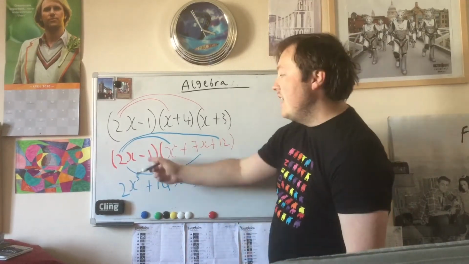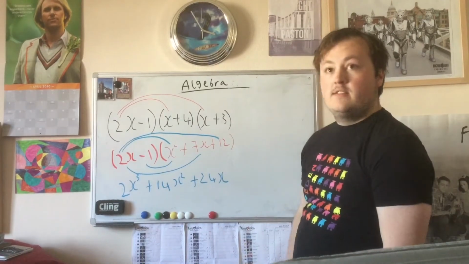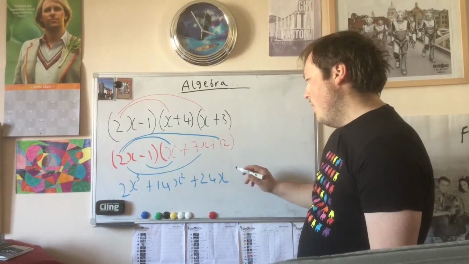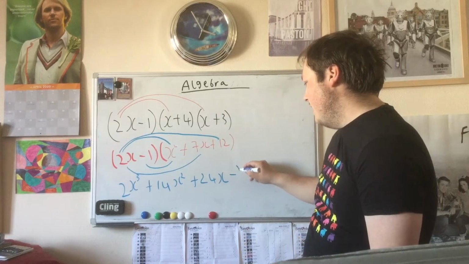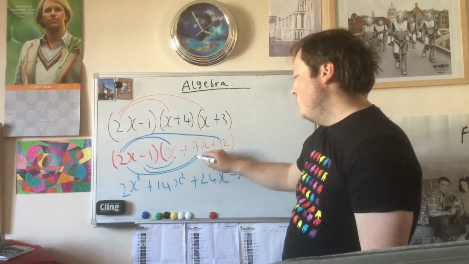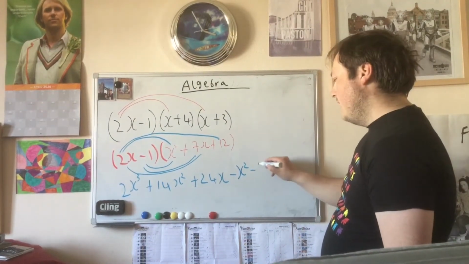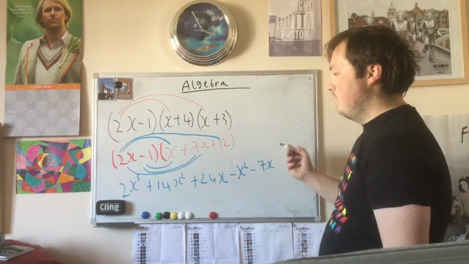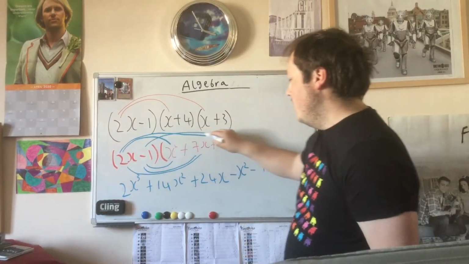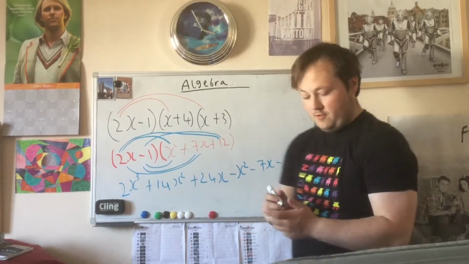Now we need to times our negative 1 by each of the values in this. So what is negative 1 times x squared? Well, that would be negative x squared. Now what's our negative 1 times 7x? Well, that would be negative 7x. And finally, negative 1 times 12 would just be negative 12.